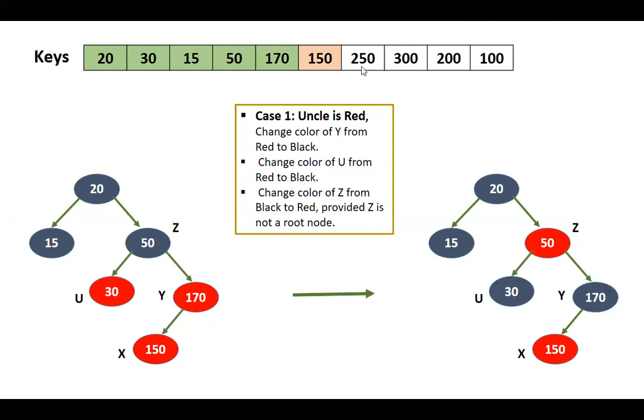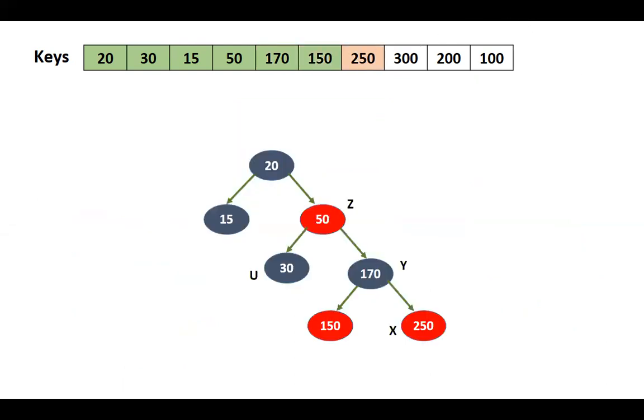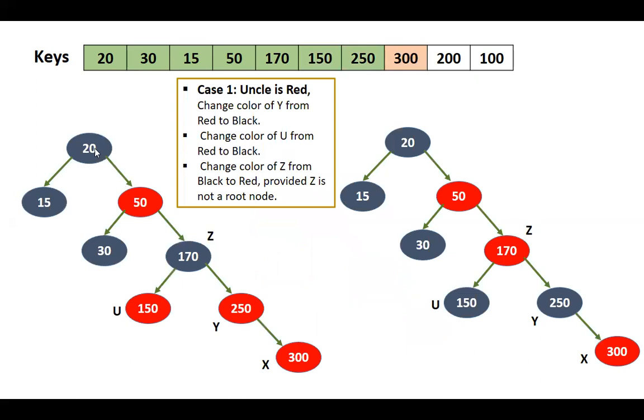Next, what we insert is 250. Now where will 250 be inserted? Greater than 20, greater than 50, greater than 170. So it will be the right child of 170. Right? Now there is no red violation because insertion is under the black node. A black node can have red children, but a red node cannot have red children. Fine. So tree is balanced. Okay. Next, what you insert is 300. Greater than 20, greater than 50, greater than 170, greater than 250. So it becomes the right child of 250 as 300.